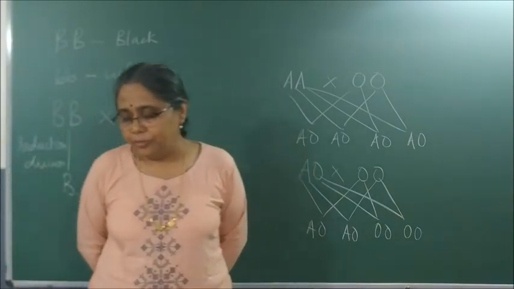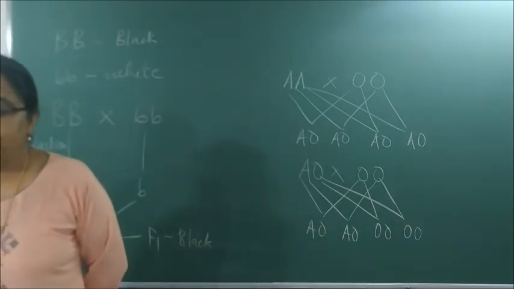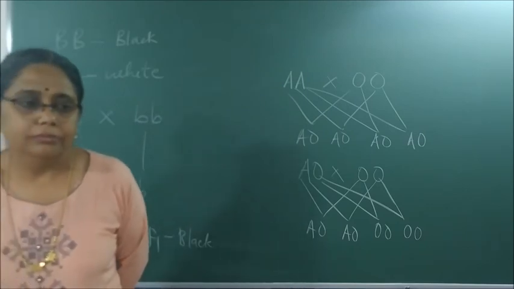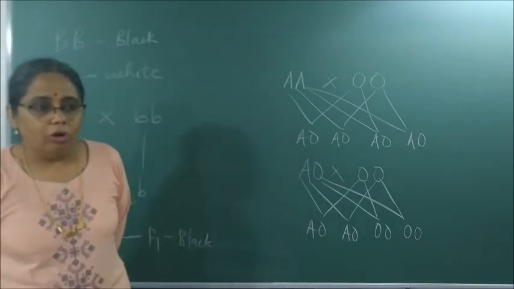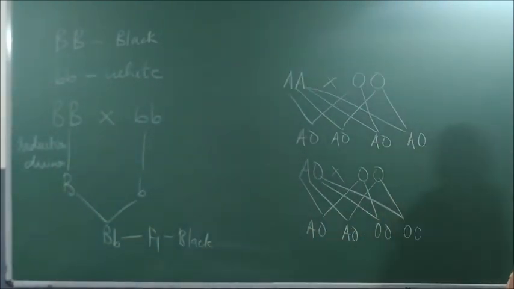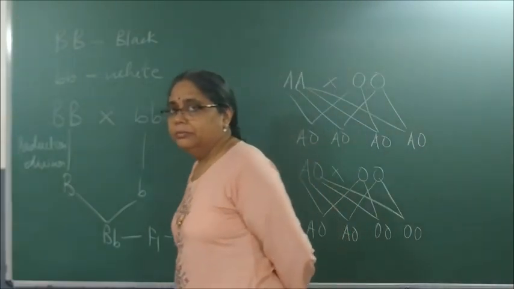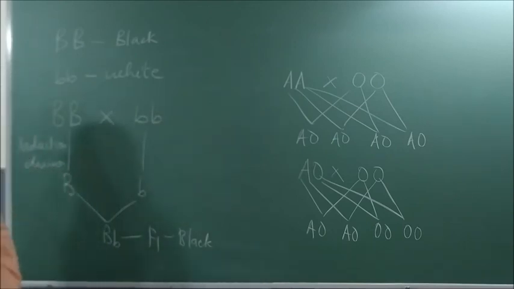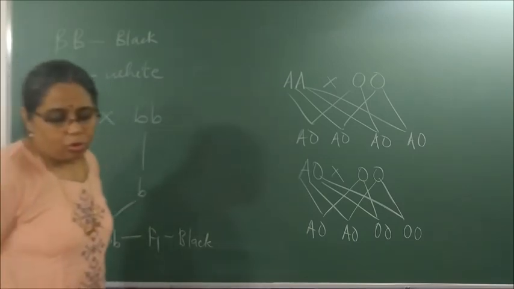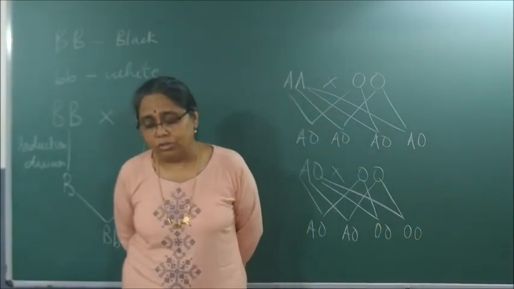Okay? Write the next point: if all the offspring in the F1 generation were white, then white would be dominant over black, because we really do not know which color is dominant in dogs.